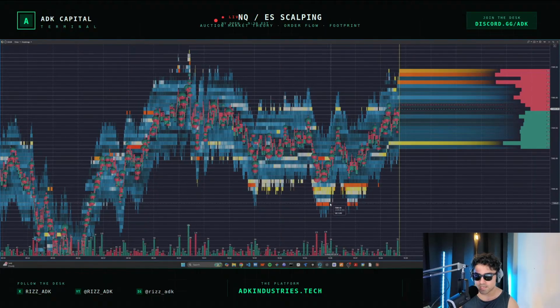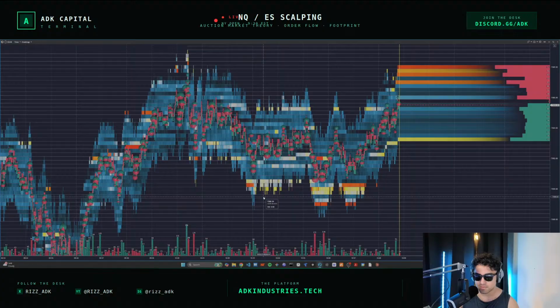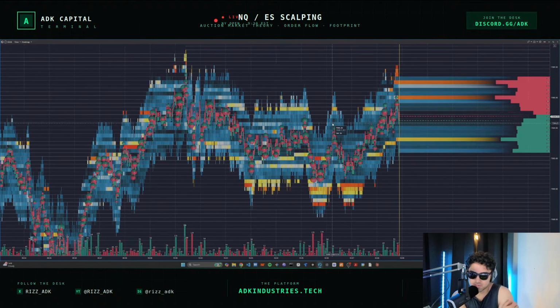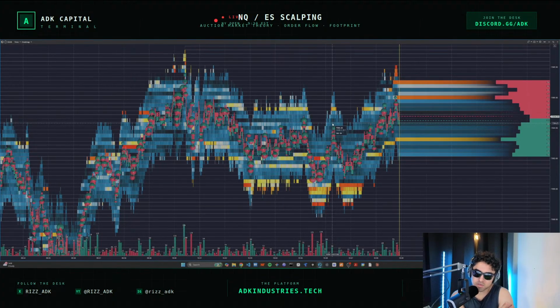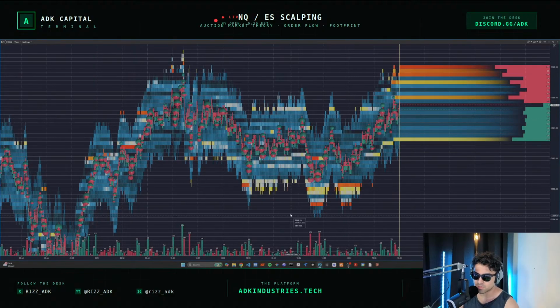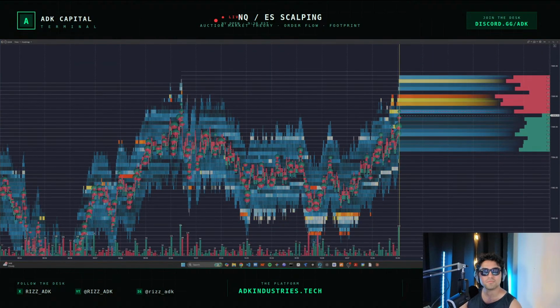Right around this point, we have some big hands sitting right just like that, and as soon as those hands were about to get filled, we get a nice little rejection or a nice little absorption right there, right? So this is a classic absorption reversal setup.